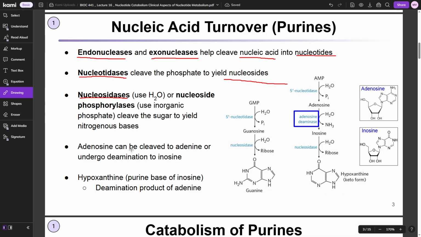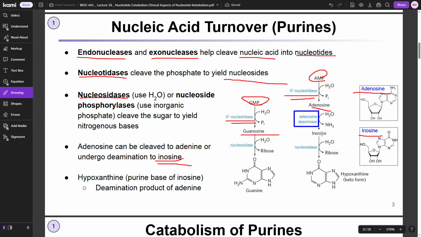So adenosine can be cleaved to adenine, or undergo deamination to inosine, which you guys have talked about. And hypoxanthine is going to be the deamination product of adenine, which we'll talk about in a second. So you can see here we've got two different pathways. Adenosine, here we have the "sine" at the end, which usually refers to when there are no phosphate groups on. So we have GMP and AMP here. You use a 5' nucleotidase, and it's 5' because the phosphate is on the 5' end. And then you have adenosine here, and you have guanosine here.